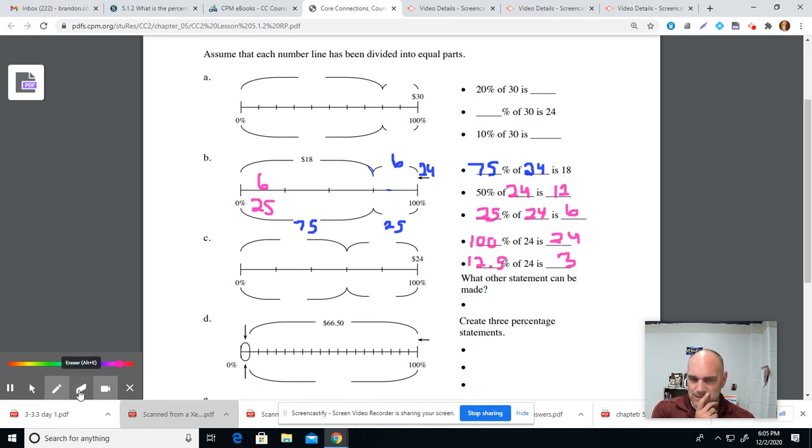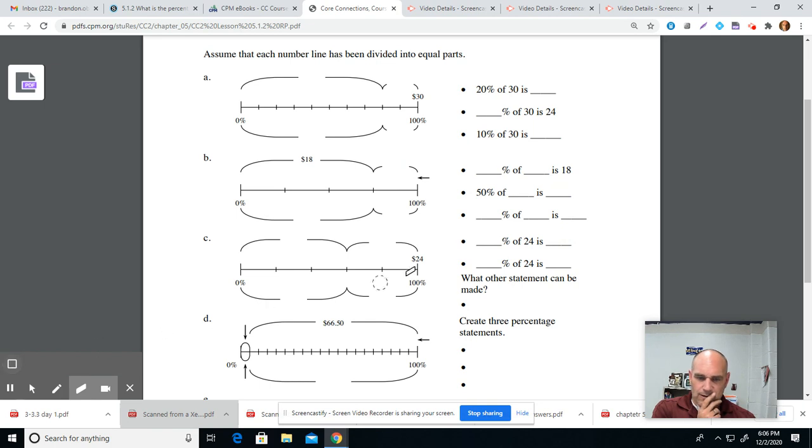All right, get through here. Let's erase this. Oh, I can do this. All right, so on these next 2, I want to just kind of fill these out, and then I'm going to let you come up with your statements.